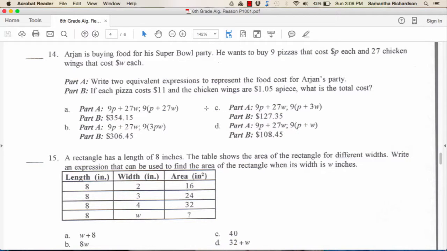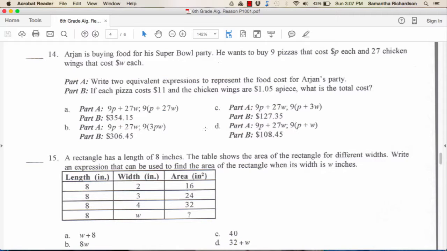Option C. Part A, 9P plus 27W, or 9 parentheses P plus 3W, close parenthesis. Part B, $127.35. Or option D, Part A, 9P plus 27W, or 9 parentheses P plus W, close parenthesis, with Part B of $108.45.